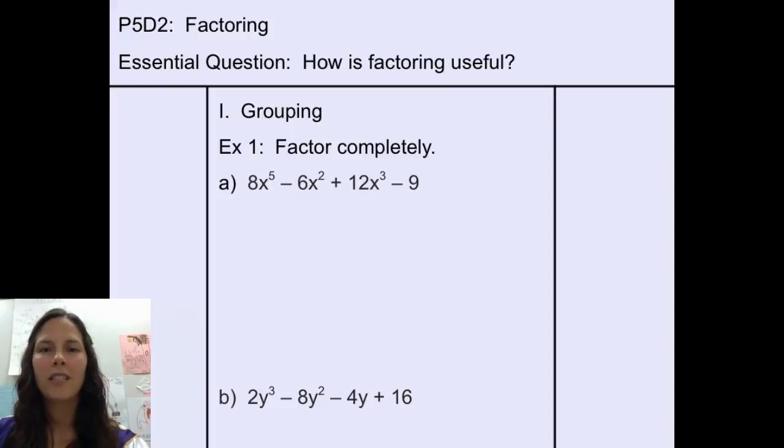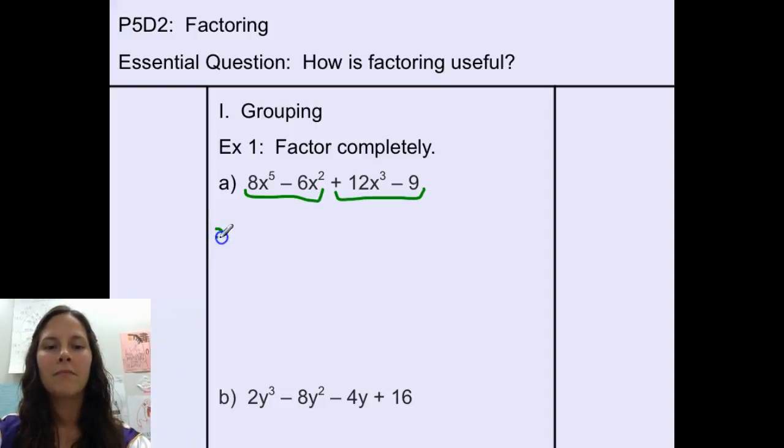Day 2 of factoring, we still have the same essential question, so we're going to start with grouping. Notice that our first two terms have a common factor, as well as the second two terms, but all four terms do not have a common factor. Our first two terms have a common factor of 2x squared. Dividing that out of the first term, we have 4x cubed minus 3.